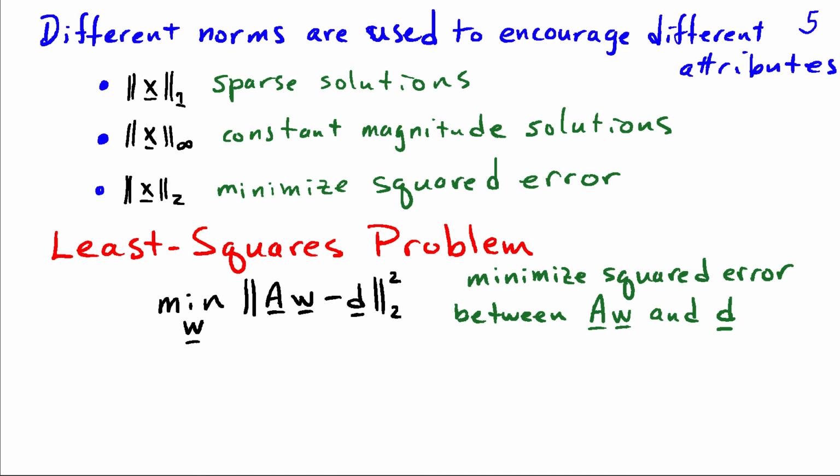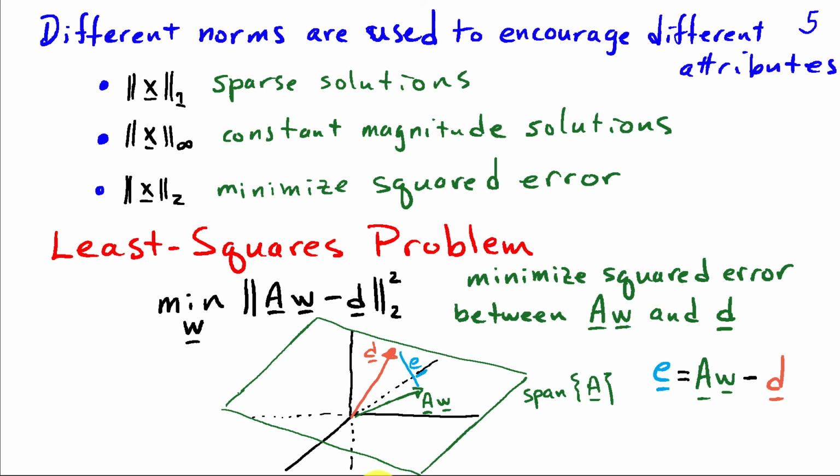So we began by considering the system of linear equations. If we couldn't get an exact solution, could we have a small solution? And that's where we're going to want to include the L2 norm. We're going to try to find a solution W that minimizes the squared difference between AW and D. And this is called the least squares problem.